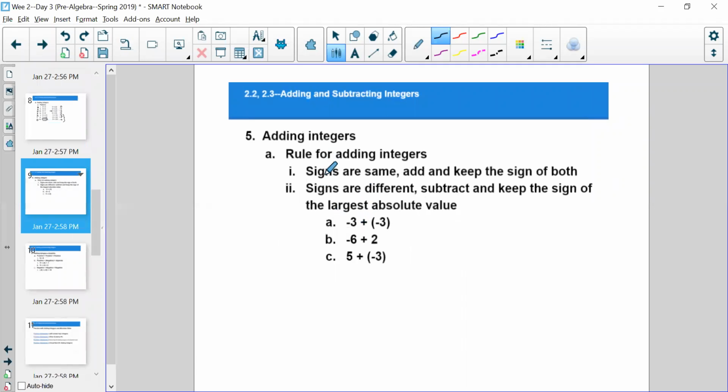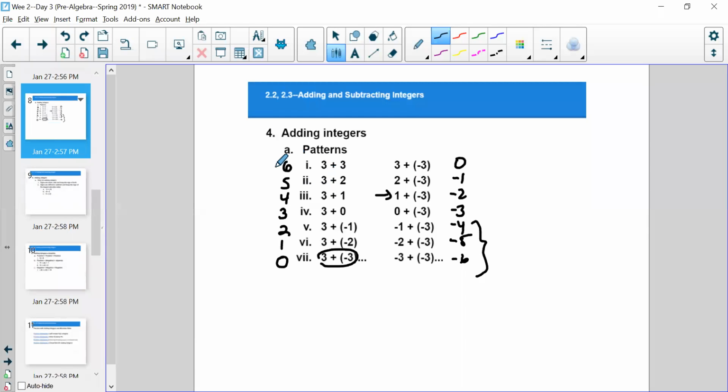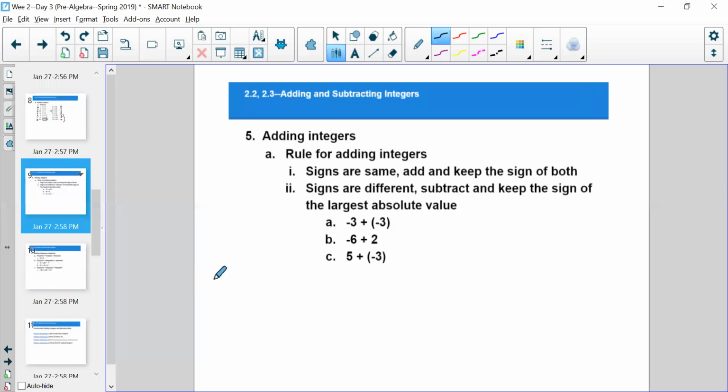So now we look at different adding rules. Things that you can think about. Okay, we've obviously looked at patterns. Like we looked in this slide, we saw how numbers reacted, we looked at the patterns, we looked at the results. What happens if we kept a number constant, changed the other addend, and then kept one addend negative and changed the other one. So we saw results, okay?